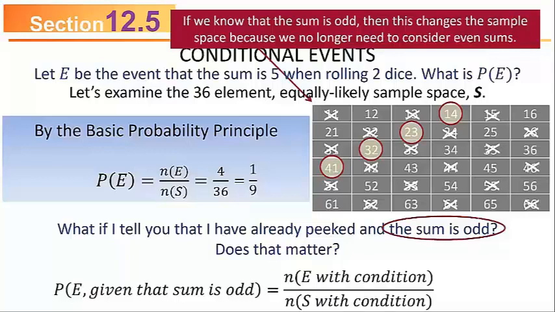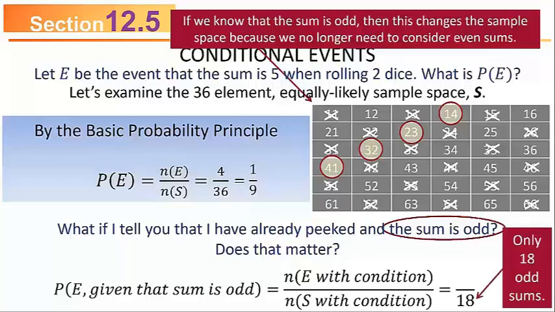So the probability of E, given that the sum is odd, is just the number of ways that E can happen with that new condition, in this case that the sum is odd, divided by how the sample space changes given that new condition. So you're still doing a count of the event E, and you're still doing a count of the sample space, but you're taking into consideration that something has happened and you have more information than you had to start with. That's what I mean when I say with condition.